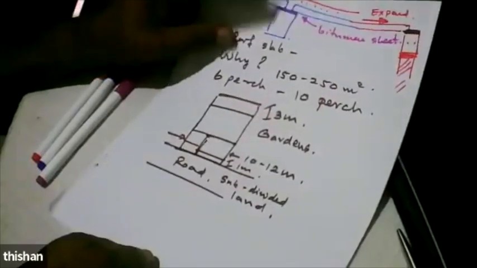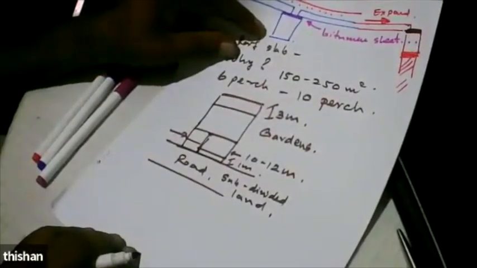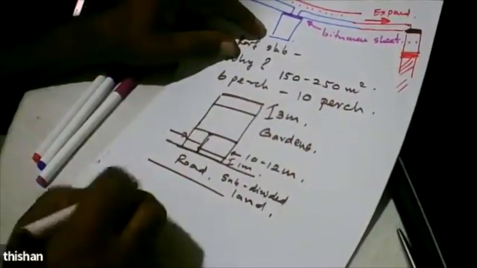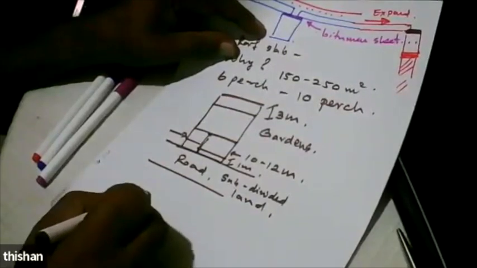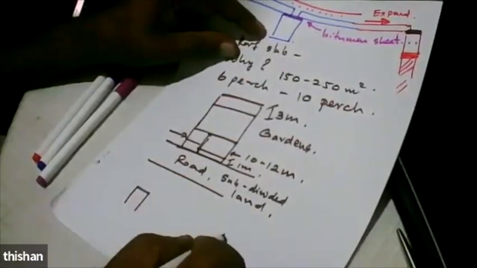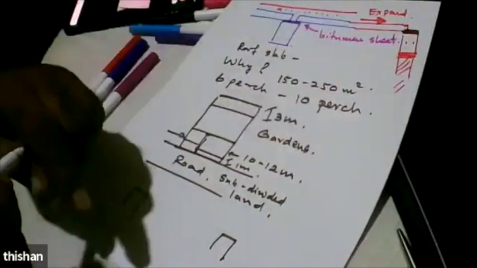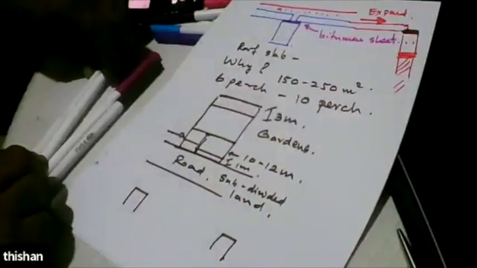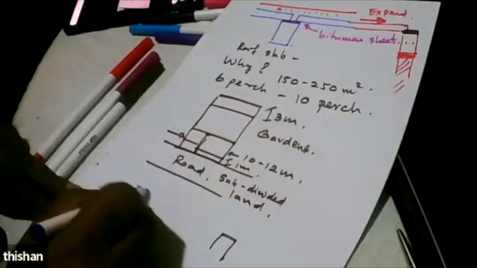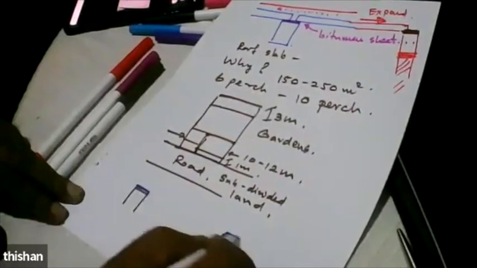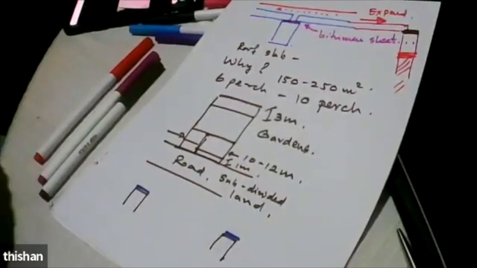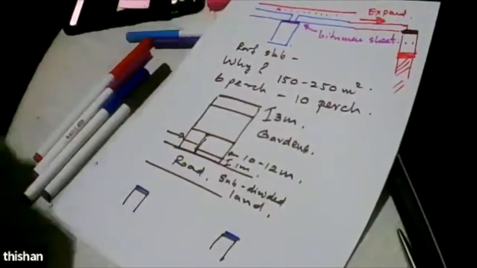So many people like rooftops. But rooftops give a lot of trouble. So how to minimize the trouble given by rooftops? That is the important question. So separate it. With a bitumen sheet, separate it. Have the slab.